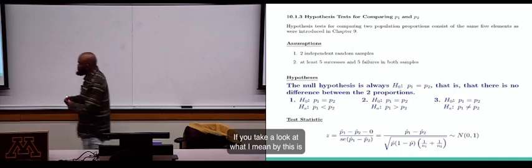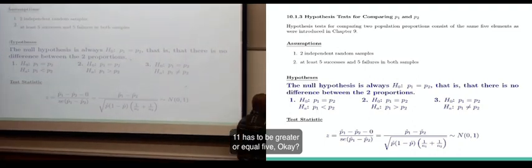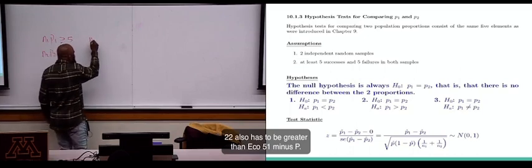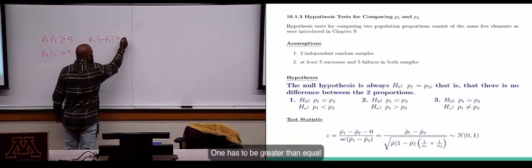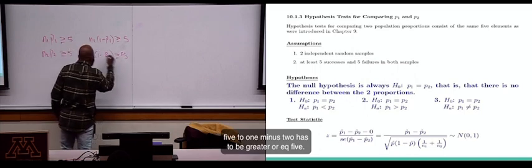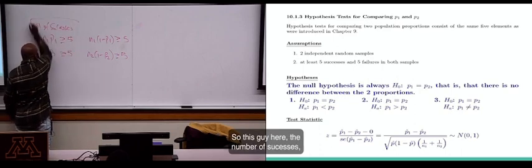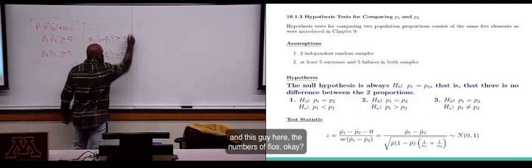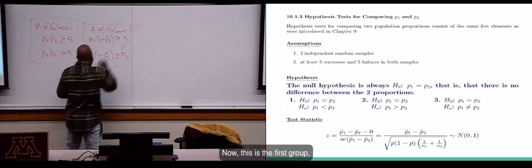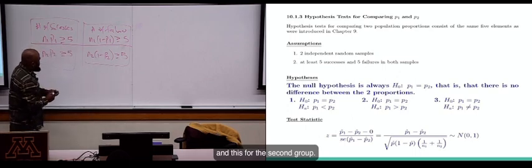What I mean by this is n1 p1 has to be greater than or equal to 5. n2 p2 also has to be greater than or equal to 5. n1 (1 minus p1) has to be greater than or equal to 5. n2 (1 minus p2) has to be greater than or equal to 5. So this is the number of successes, and this is the number of failures. This is the first group, and this is the second group.